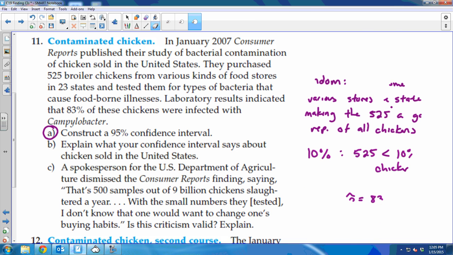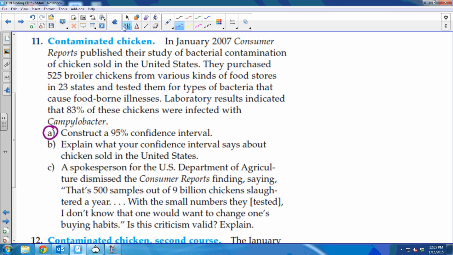All right. So for the interval, construct a 95% confidence interval. So here's your formula: p hat plus or minus your z critical value times the standard error of p hat. Well, what's p hat? 0.83. What's our z critical value for 95% confidence?